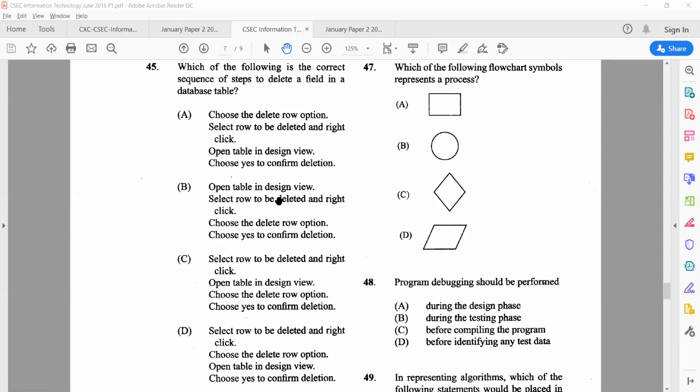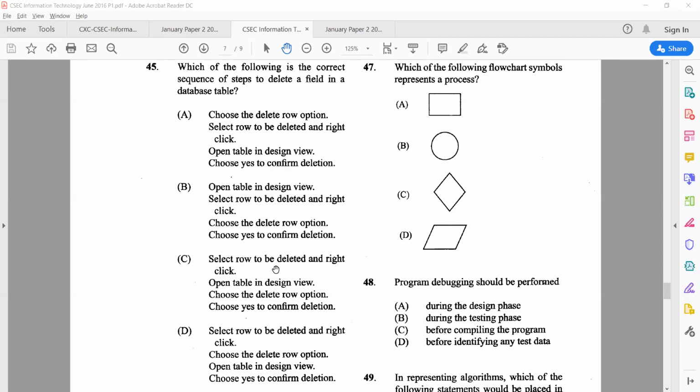Okay, so what do you want to achieve? You want to delete a field in a database table. The first option is choose the delete row option, select the row. That sequence isn't making sense. You should select and then choose delete row. So A seems to be out. B, open the table in design view, select row to be deleted, and right click, choose the delete row option, choose yes to confirm. Okay, that seems to be capturing the steps. Let's still read the other options.